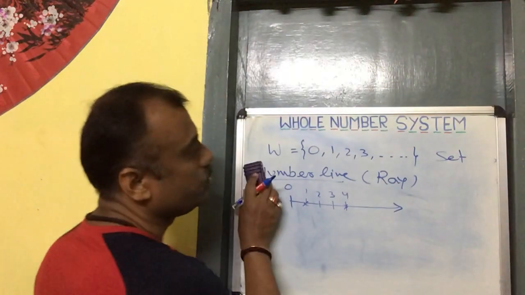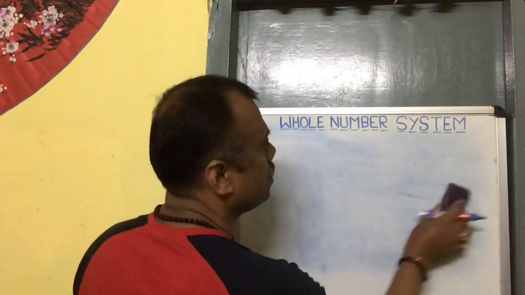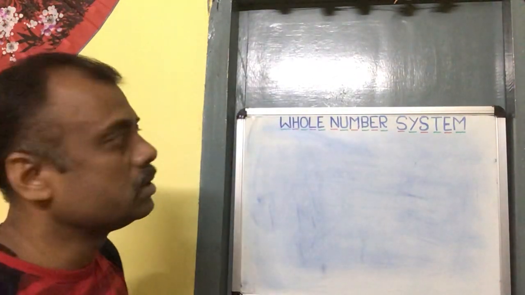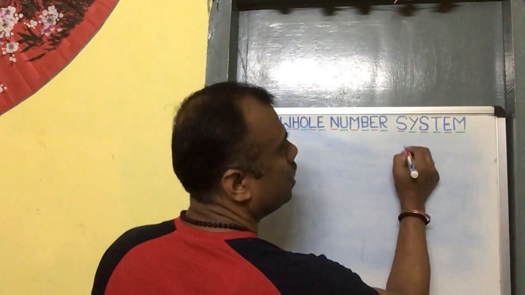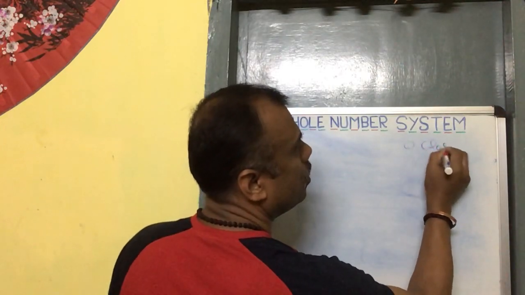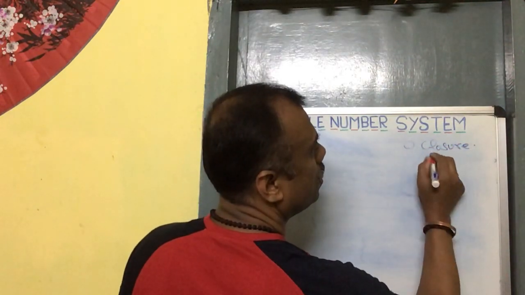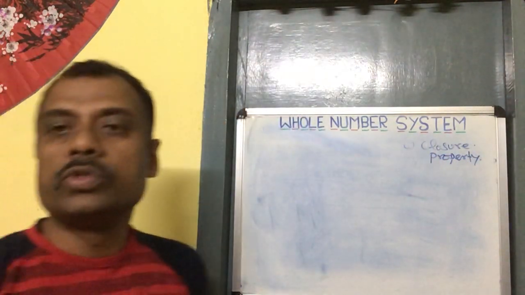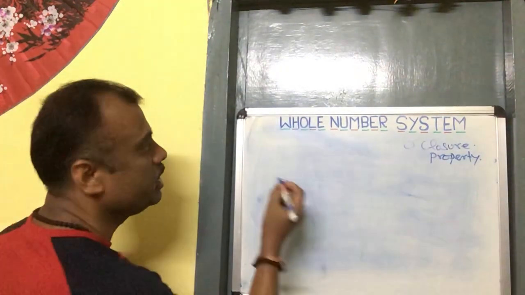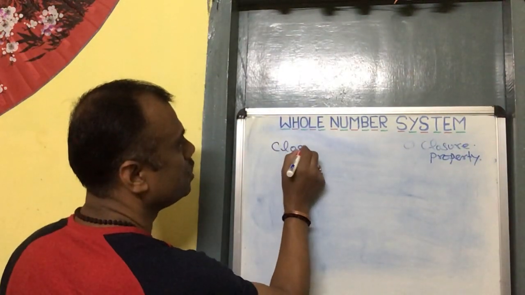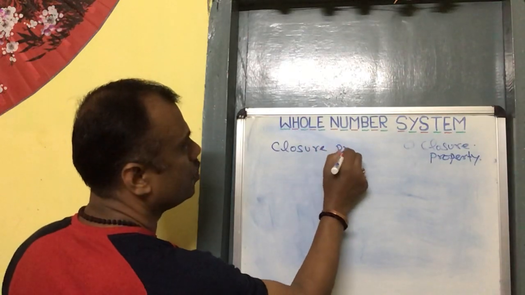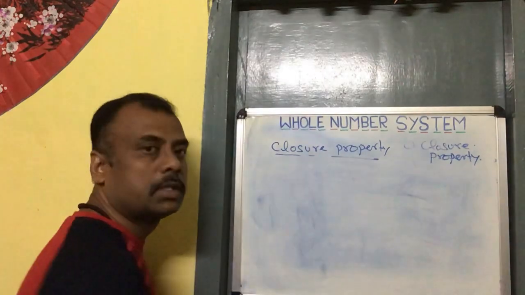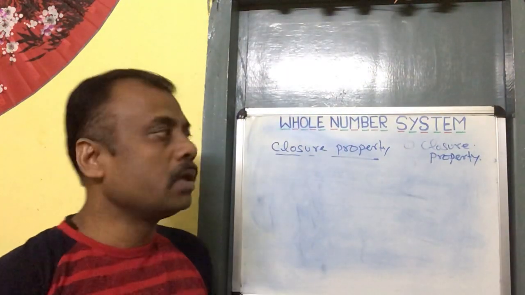Let us come to another point: the properties of the whole number system. What are those properties? We will first discuss the closure property. What is the closure property? As you know, the word indicates close.